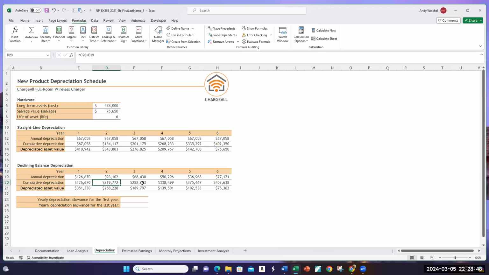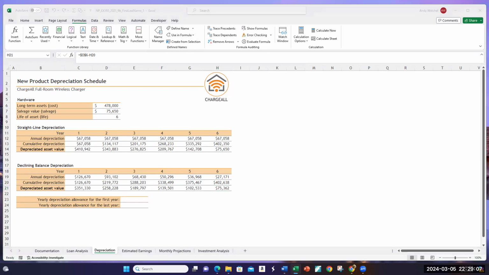219,772. What is this? See, this is correct. Last year's cumulative plus this year's. It looks like it's right all the way across here. But check it out, double click, make sure everything's right. What you should see here is 75,362.